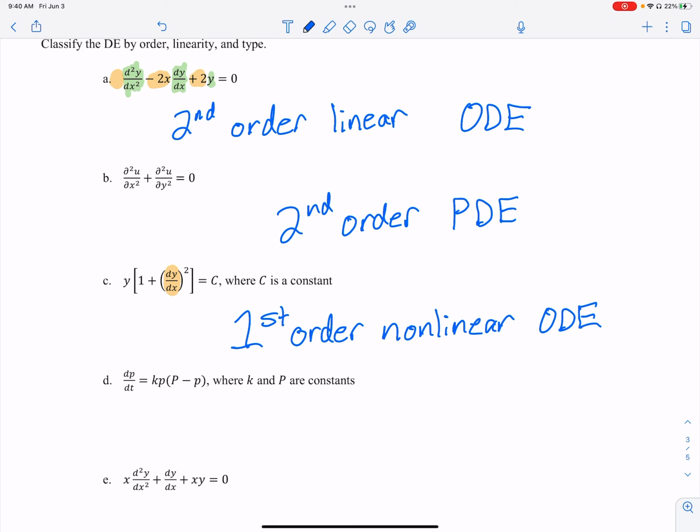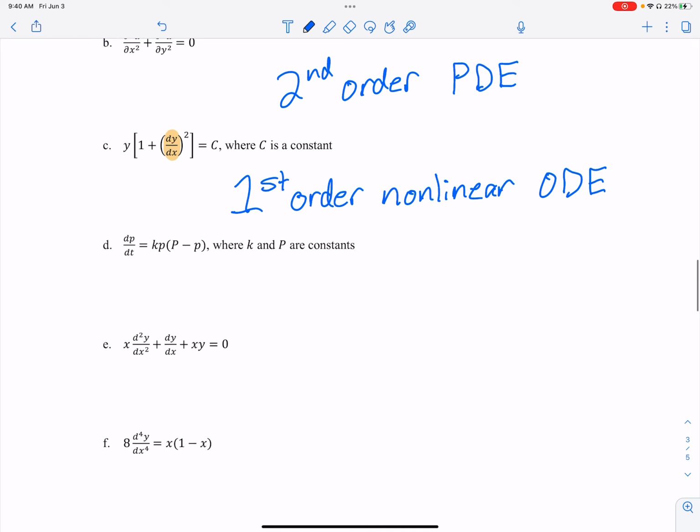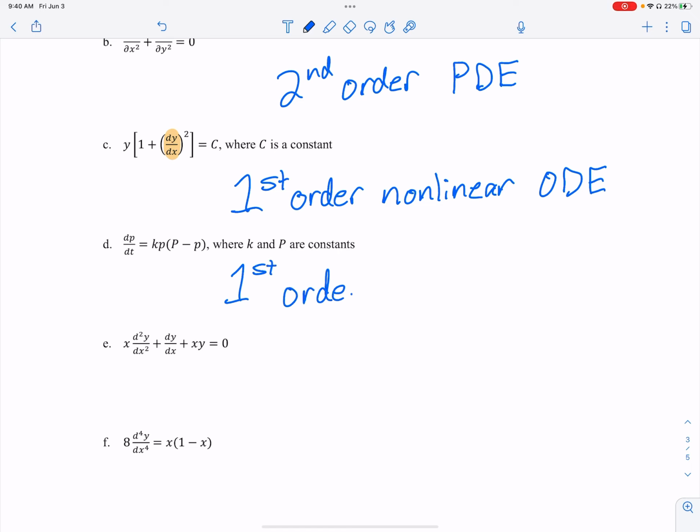Excuse my handwriting. I go back and forth between the board and iPad, and yeah, best we're going to get. All right, so D. This is a first order. And then we've got to determine linearity.